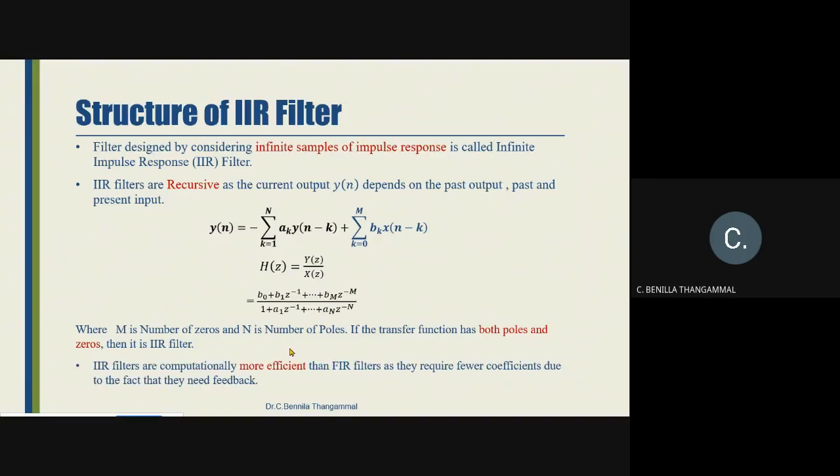Normally IIR filters are computationally more efficient than FIR filters because they need fewer coefficients, because of the feedback. They have the feedback, so only a few coefficients are sufficient. So it is computationally more efficient compared with the FIR filter.